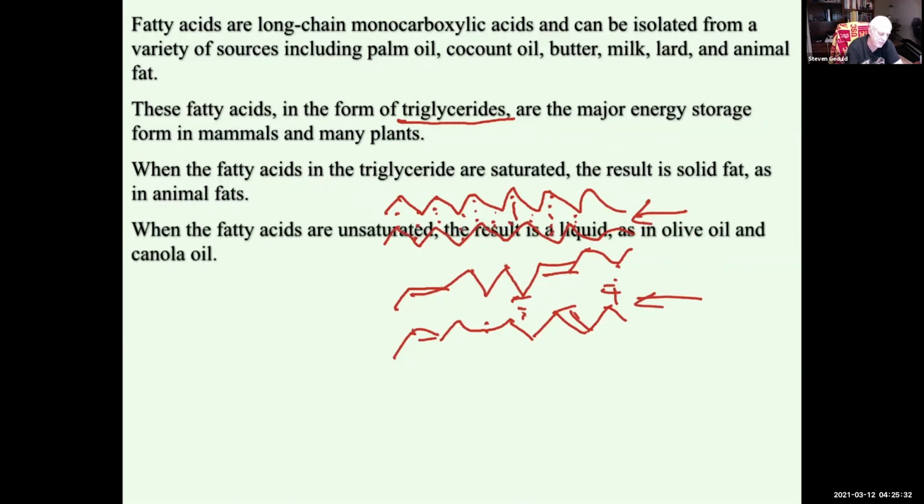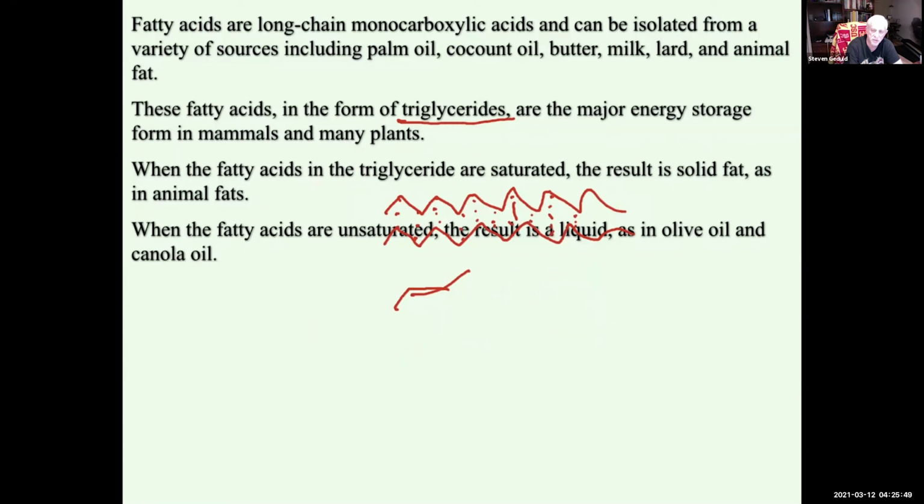Okay. So when the fatty acids are unsaturated, they're a liquid like olive oil, canola oil. Those are the healthier fats for you because they are unsaturated. They're going to form liquids in your blood, and they're not going to clog. They're not going to cause arteriosclerosis.